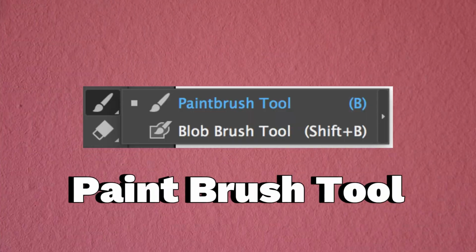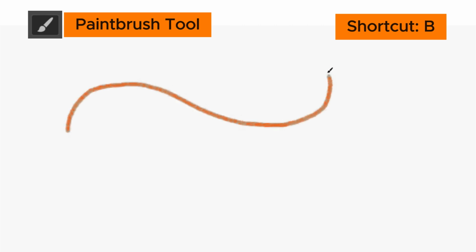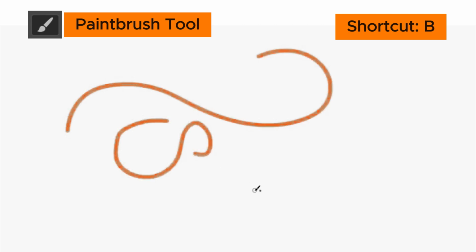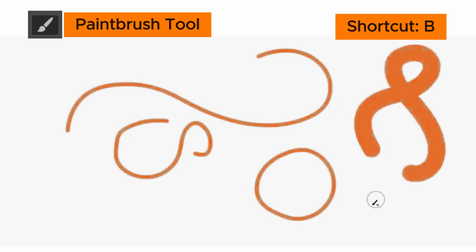The Paint Brush tool. Shortcut is the letter B. Click and drag to create a smooth path, more like a hand-drawn style. Holding Alt after you start dragging the mouse will create a closed path. Press the square bracket keys to change the brush size.